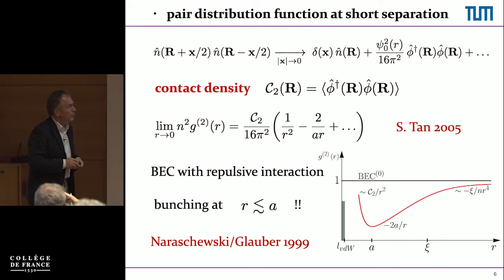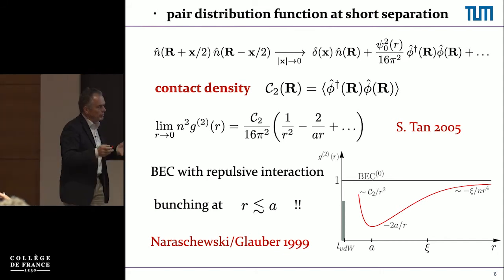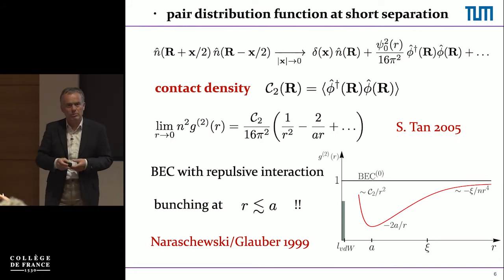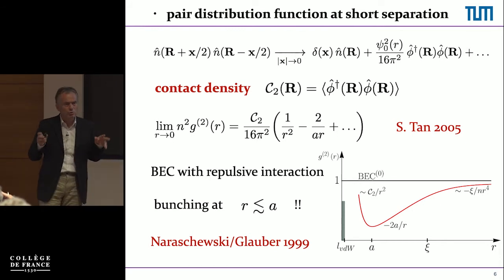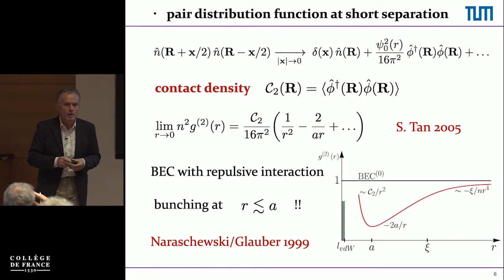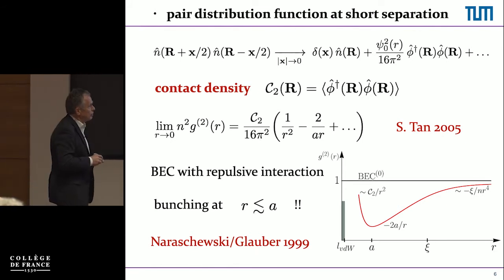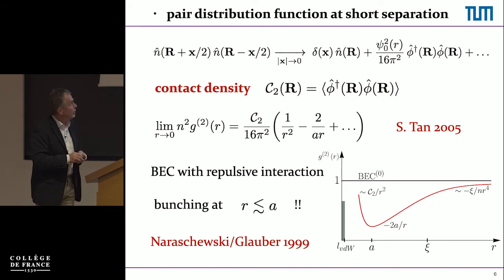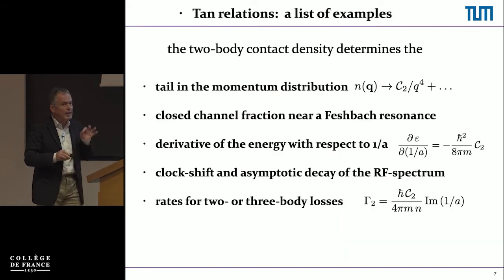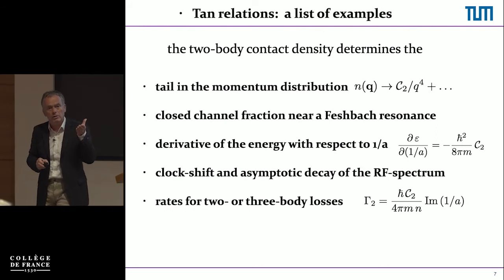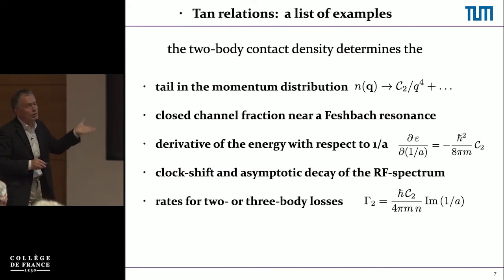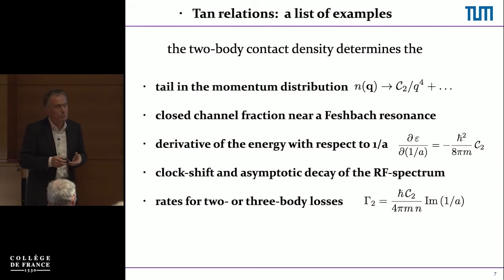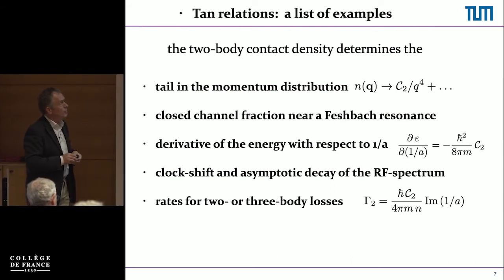And this will have some experimental implications. Now, if this was the only thing we could get from this method, you would say, well, this is nice and interesting, but not really that exciting. It just tells us that the G2 of 0 is not defined, and there's this bunching. But the real deep story that was started by Tan in 2005 is that the same quantity which determines the two-body correlation function at short distances appears in many, many other quantities. There's a number of exact relations, and I will give only a few examples from this list.